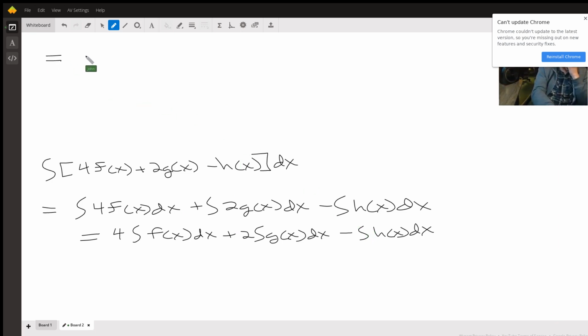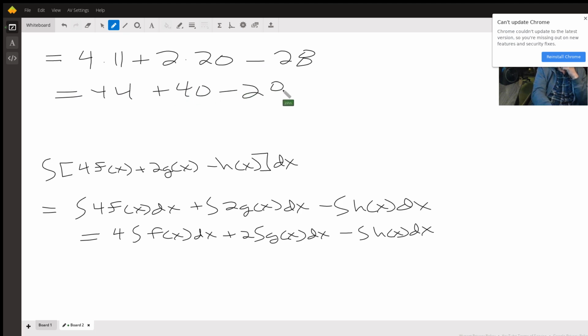So I'll come up here. This equals 4 times, well, you know what these things are. I haven't written the bounds because it just looks messy. So the negative 68 and the negative 32 don't matter at all. All that matters is that the bounds are the same for everything. So this is just 4 times 11 plus 2 times 20 minus 28. And that's just a simple calculation. So 44, let's actually do it for thoroughness' sake, 44 plus 40 is 88, minus 28 is 60. Okay, and there you go.